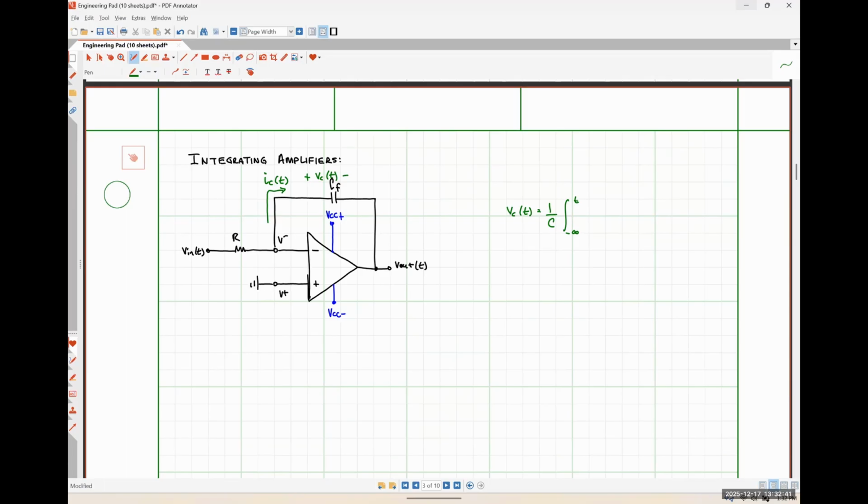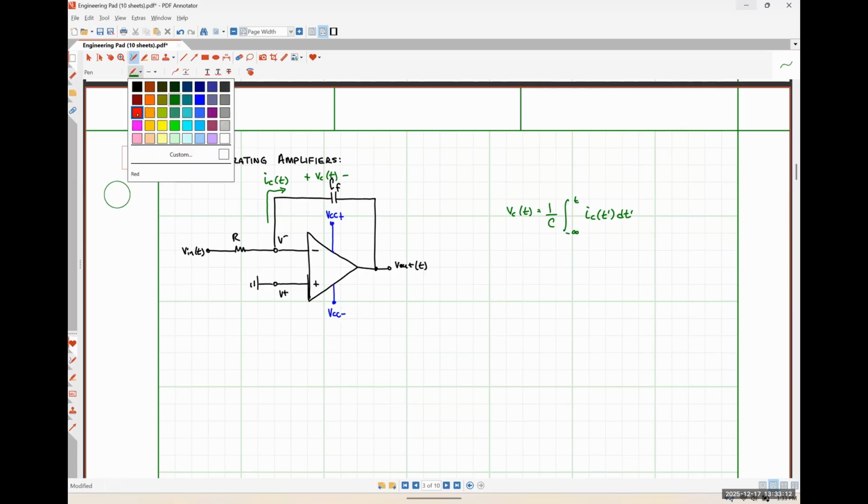I'm doing it the lazy way and just saying we're integrating from negative infinity. All right. And so it's going to be 1 over C integral from negative infinity to T of IC of T prime dt prime, where those T primes are just dummy variables representing time, since we have the variable T in the limits of our integration. I don't want to use it twice.